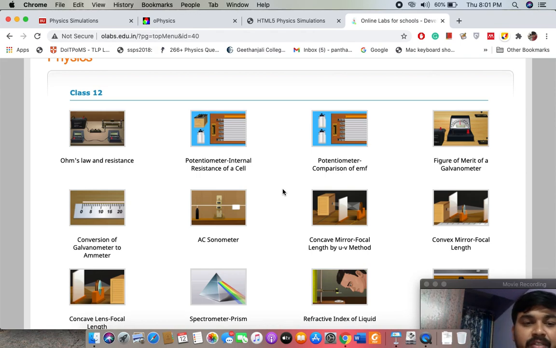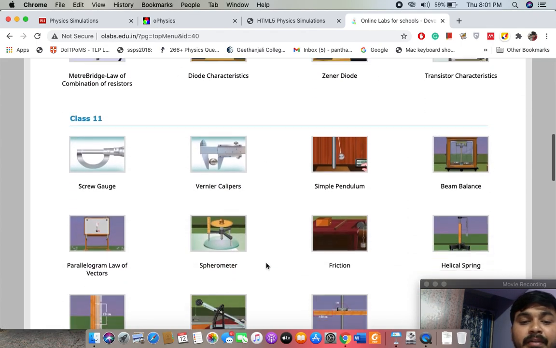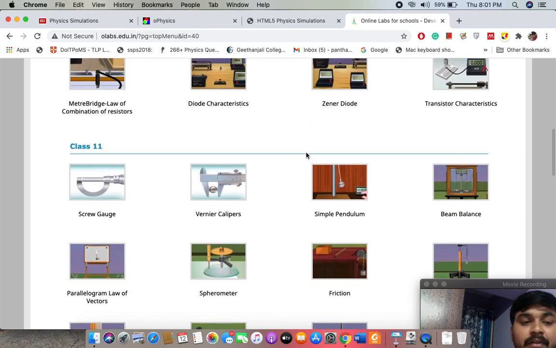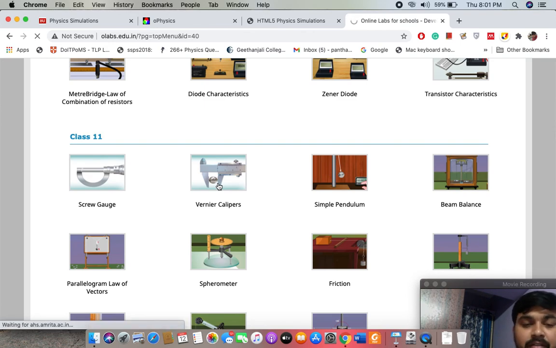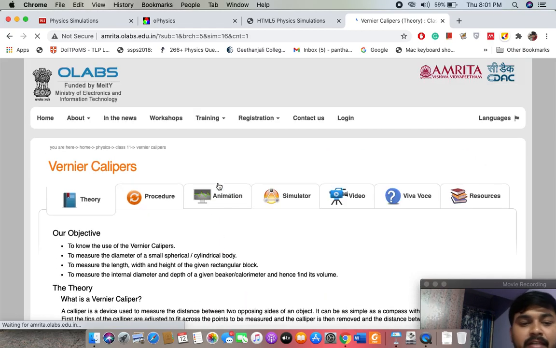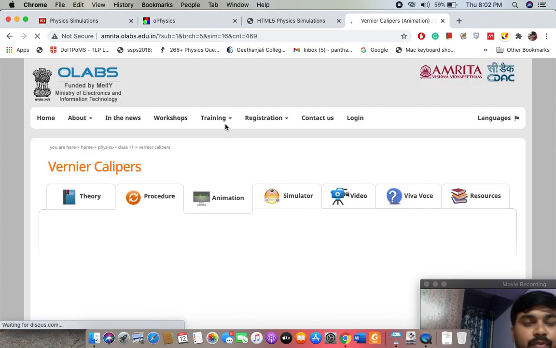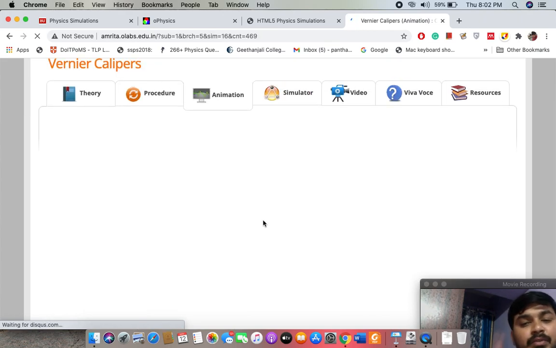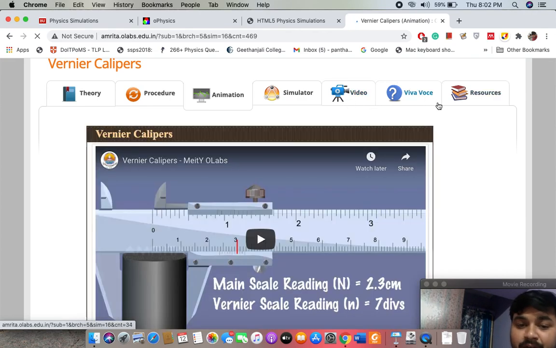In today's situation, these types of online labs are very important. You can access all. These are all class 12 experiments, and these are all class 11 experiments. You can easily access all these experiments. You can just click on whatever experiment you want, and you can do the experiment. First go to the procedure and then go to the animation. Directly you can go to the animation and do the experiment here. If you have any doubt, you can go to the video, and the Viva questions are also available.